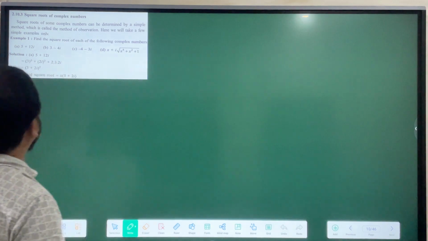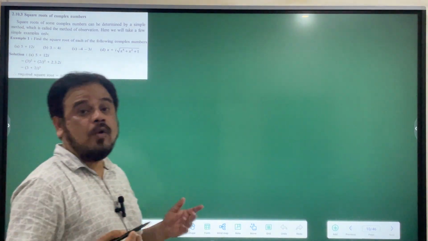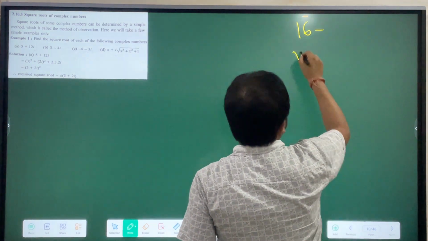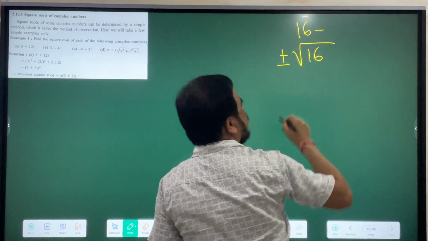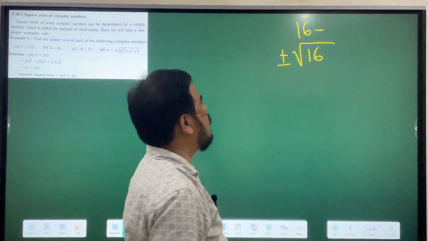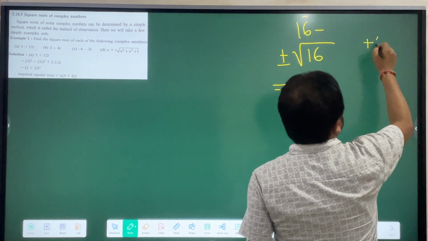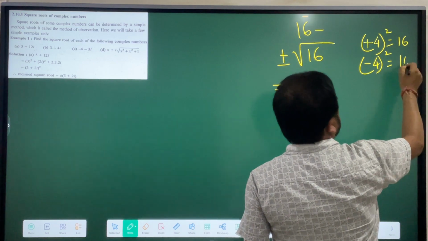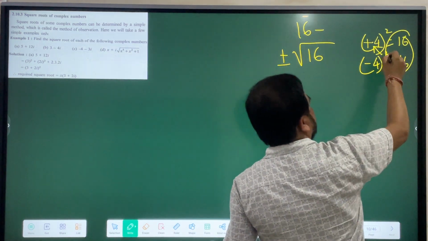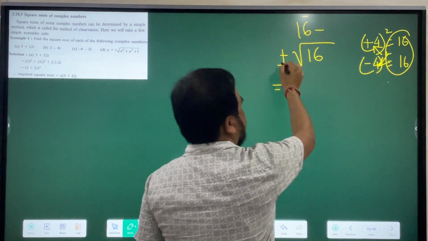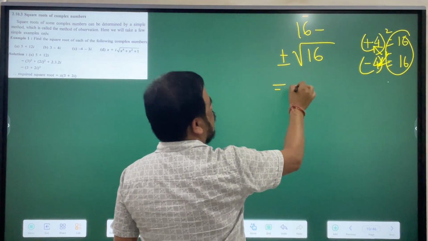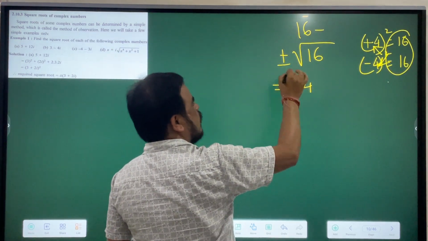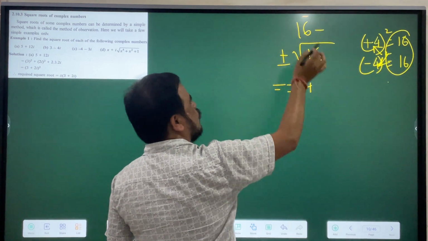Then square roots of complex numbers. First of all, let us recall what a square root is. What is the square root of 16? Then we have to write plus minus square root of 16. Why? Because plus 4 whole square is 16, minus 4 whole square is also 16. So for 16 we have to write plus 4 and minus 4. That is why the plus minus sign is used. Square root of 16 is plus minus 4.